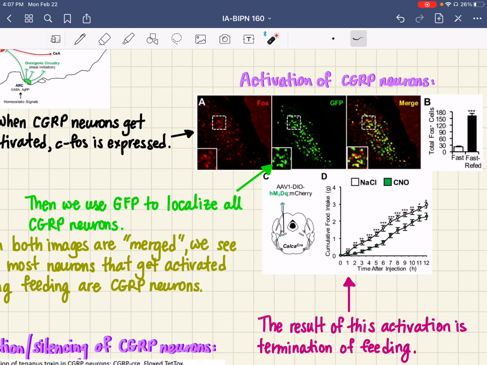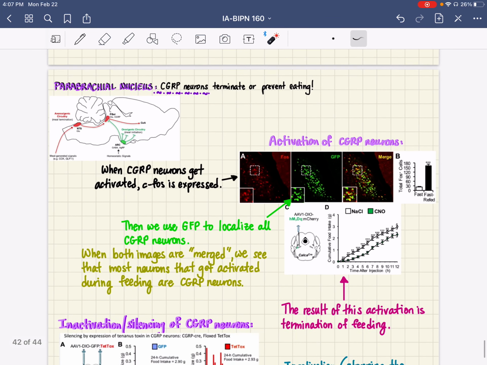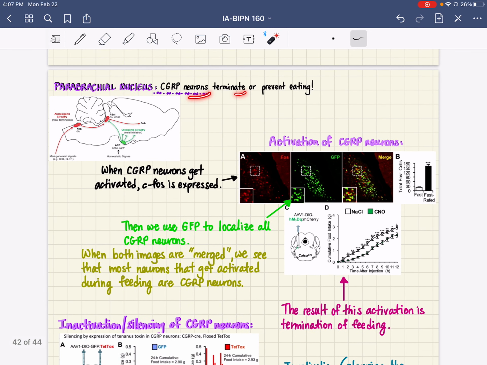Okay. I'm sorry, I said that wrong. CNO is used to activate CGRP neurons, because activating CGRP neurons terminates feeding, right? Activation of these neurons terminates feeding. So I would say 2 takeaway points from this experiment is this.